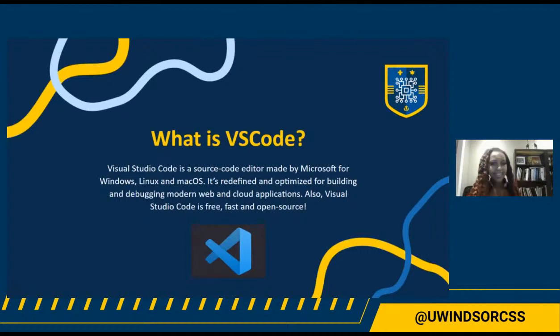So basically, what is VS Code? Visual Studio Code is a source code editor made by Microsoft for Windows, Linux, and Mac OS. So you can use it on any of those three operating systems. It's redefined and optimized for building and debugging modern web and cloud applications. Also, Visual Studio Code is completely free, fast, and open source. You can look at all the code for VS Code on the internet. It's completely open for users to see. And most importantly, it's faster than No Machine.